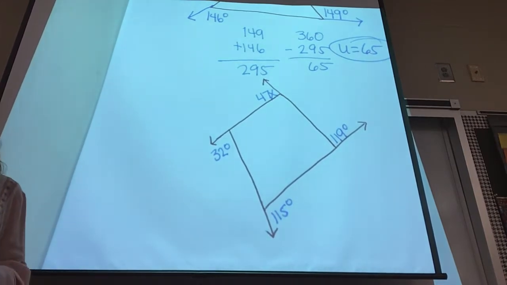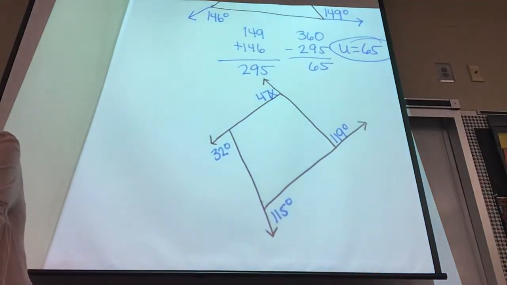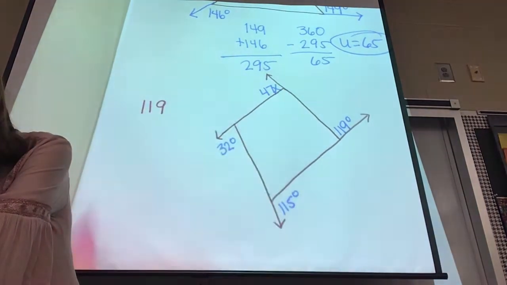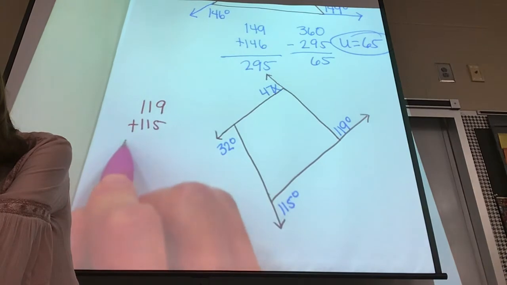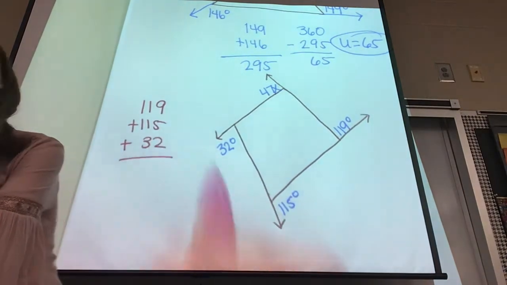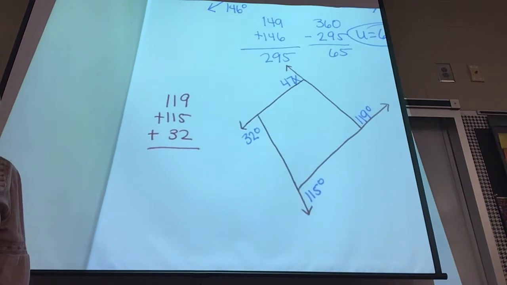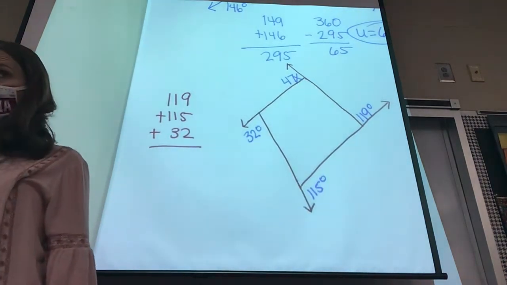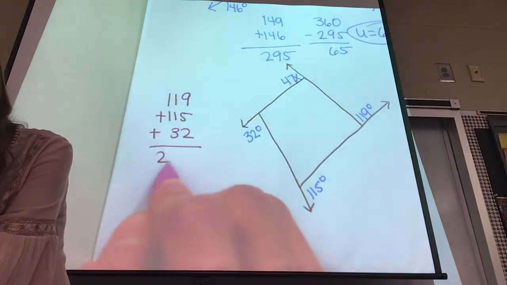So if we add together the 119, the 115, and the 32, if you add together the 3 pieces that you know, what is that going to total out to be? A big number. 266. So we should get 266.